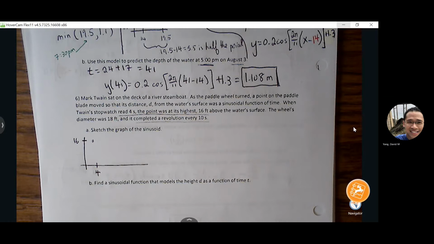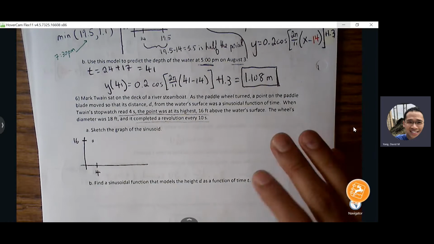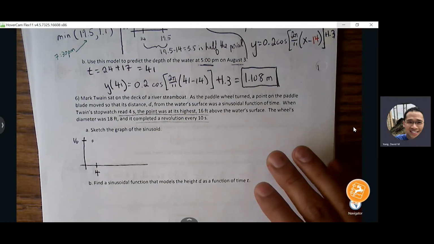That's 50. So that distance is 50. Got it. So 1, 2. So the period would be 100. So the equation for this would be 15 sine.